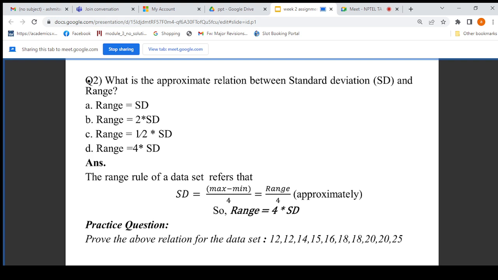So if we get a question to find the standard deviation in your end term paper, it's better to mention that if they are asking for the approximate value, then using this formula is fine, but if they are asking for the actual standard deviation, then you have to go for the formula which is given in the previous problem doubt solving session. So the relation is range equals 4 into standard deviation.